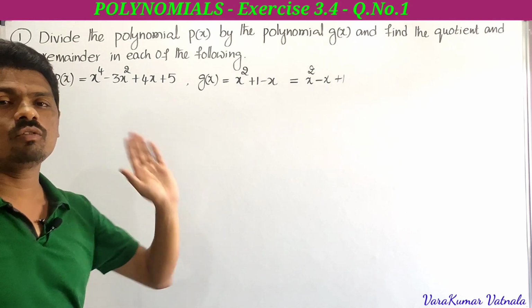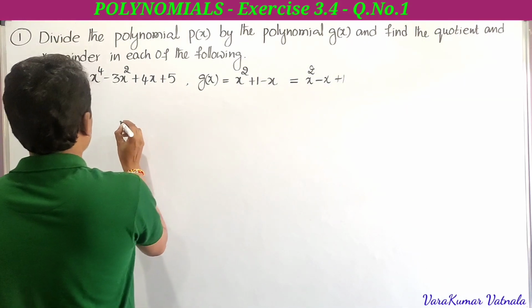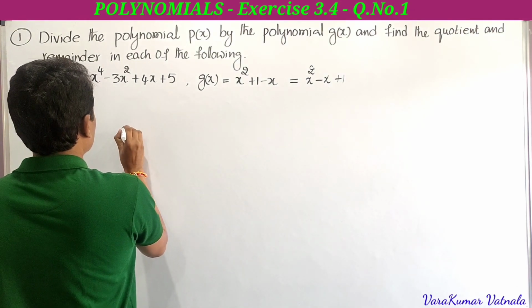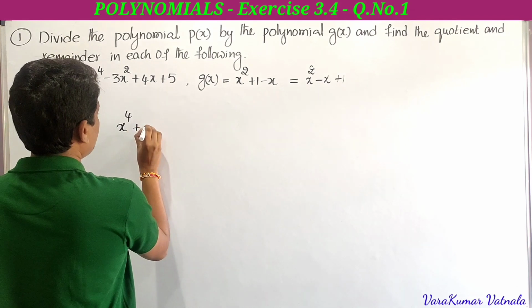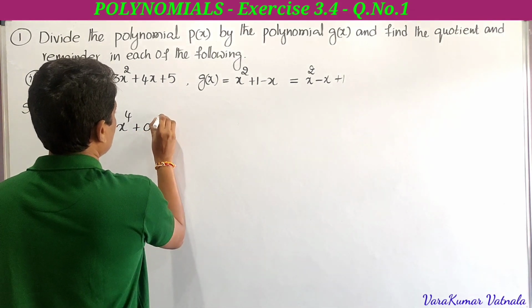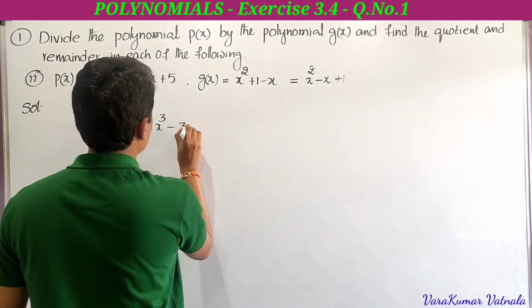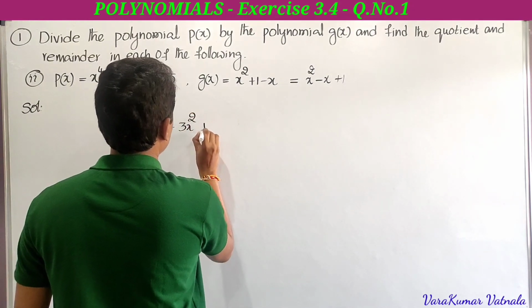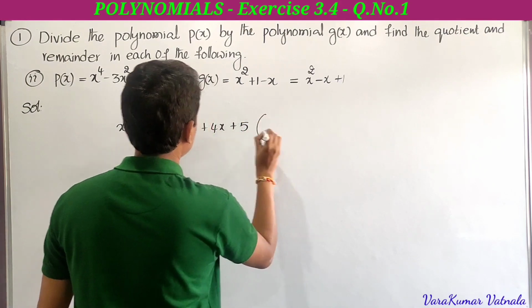Now we have to divide p of x by g of x. See here, I am writing p of x as the dividend. Here there is no x cube term, so I am writing 0 into x cube. So x to the power 4 plus 0 into x cube minus 3x square plus 4x plus 5. This is p of x.